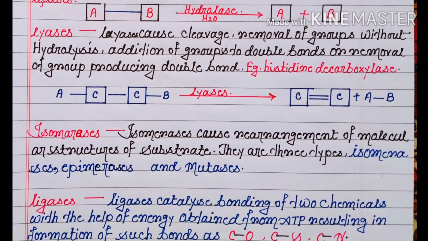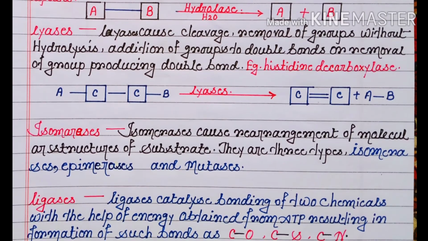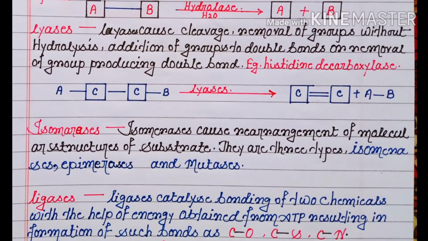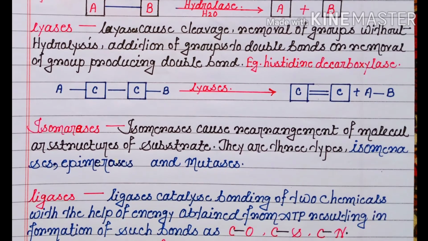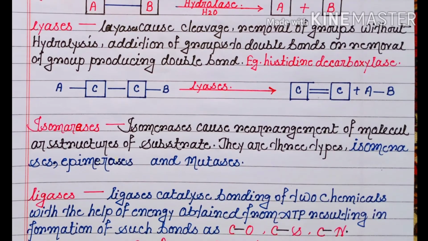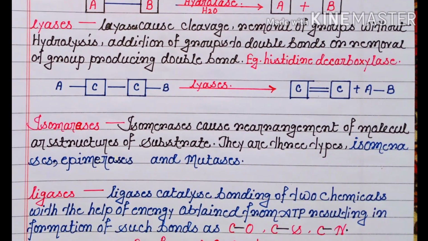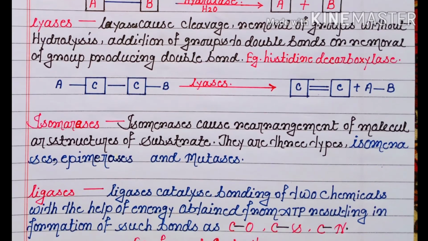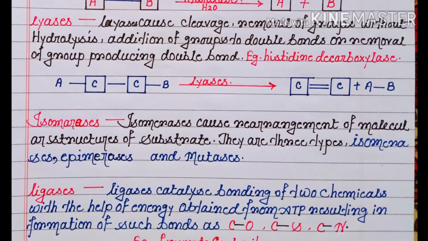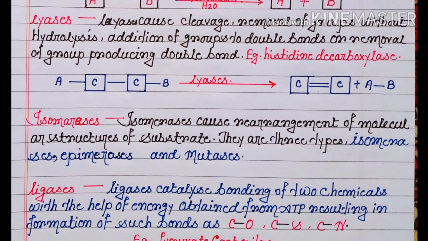The next type of enzyme is isomerase. Isomerase causes rearrangement of the molecule or structure of the substrate. There are 3 types: isomerase, epimerase, and mutase.